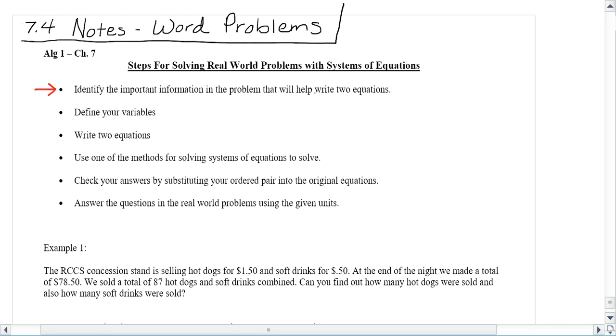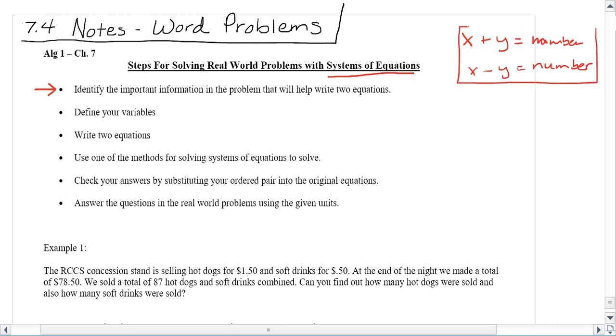And one thing that's nice about solving these word problems is that we know we're going to end up with a system of equations. You're always thinking of it in terms of x plus something being equal to a certain number, or perhaps x minus something being equal to a number. You already have, I'll call it, a framework going into it. We already know that we have two variables and we're going to have to write two equations.